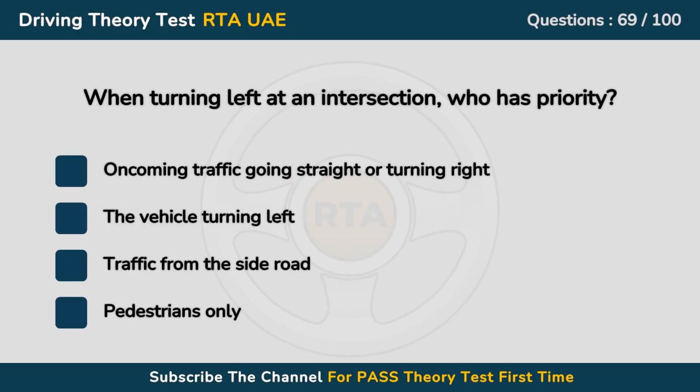Question 69. When turning left at an intersection, who has priority? A. Oncoming traffic going straight or turning right. B. The vehicle turning left. C. Traffic from the side road. D. Pedestrians only.